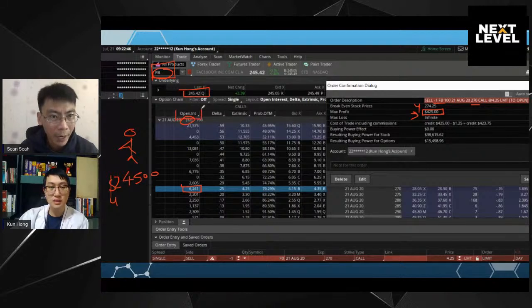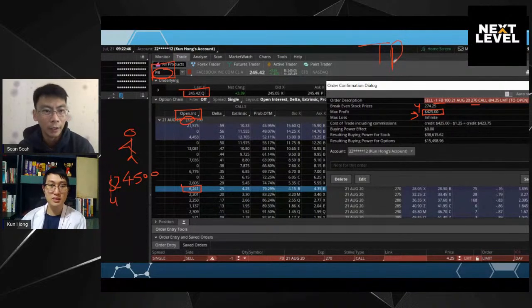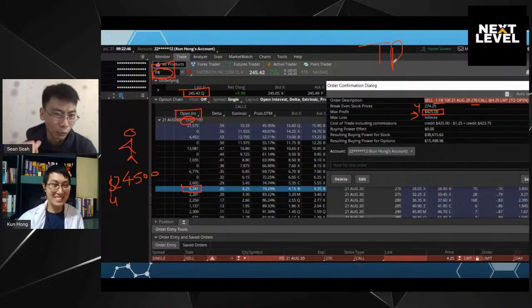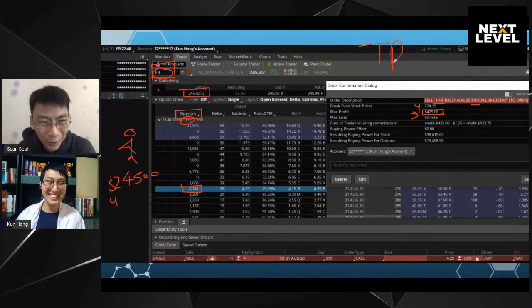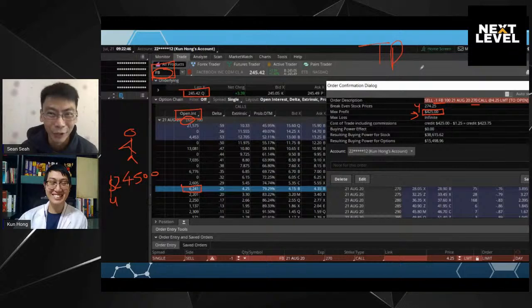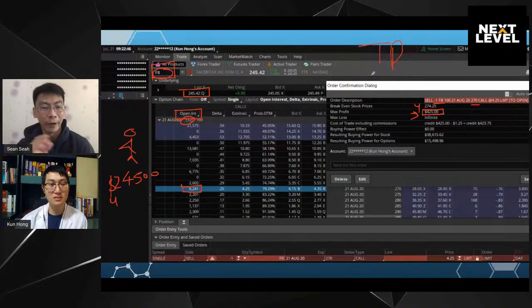You can customize it in your brokerage if you are using TD Ameritrade. This is TD Ameritrade. If you haven't opened one, please open one. I don't have an affiliate link, so you just tell them that pass me any referral fee you have to Sean. Okay, no, I'm just kidding. So go and open TD Ameritrade or Thinkorswim, TD Ameritrade.